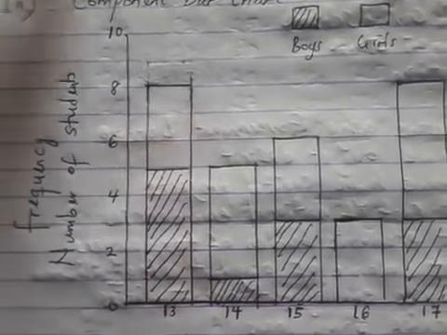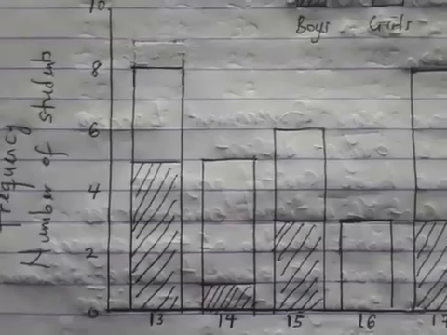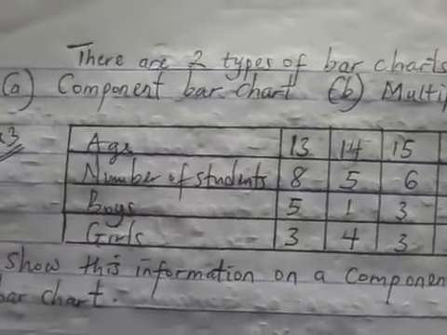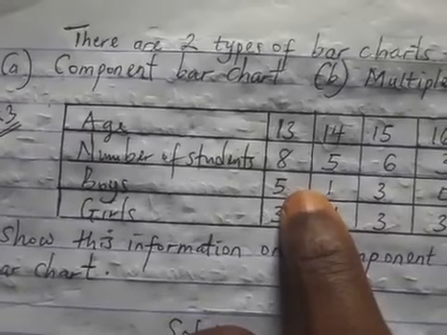You now go back to the question. How many boys out of that 8 students? How many number of boys do we have out of that 8 students? Go back to the question. Out of these 8 students, we have how many number of boys? 5 boys.